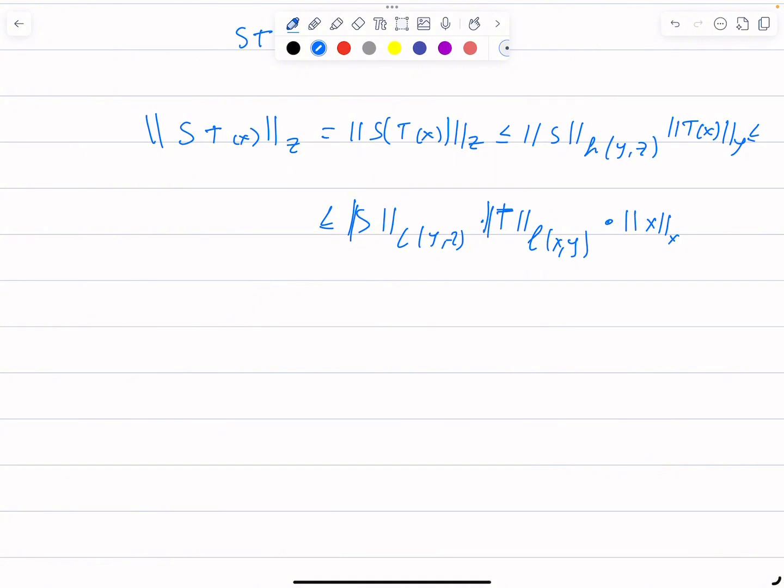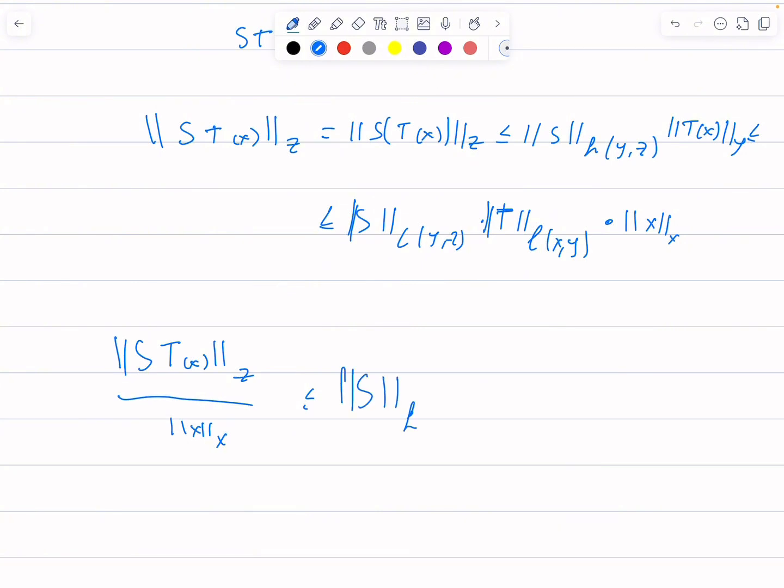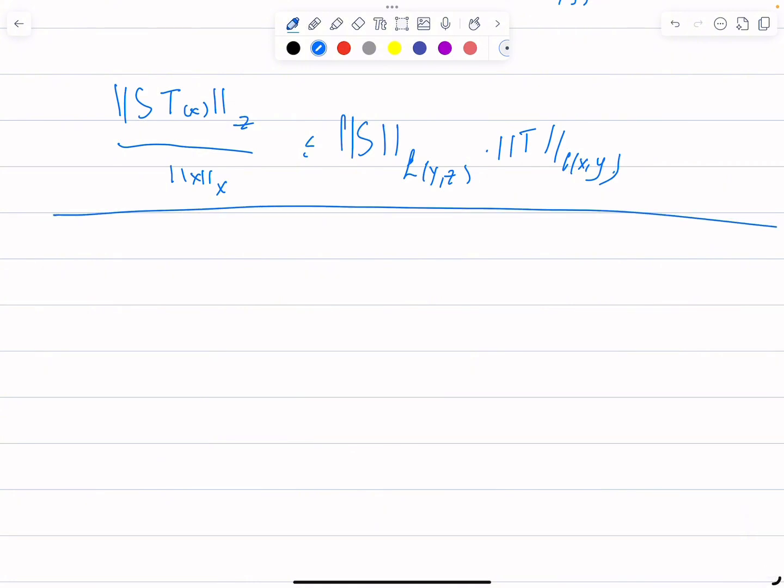So we divide by the norm of x, so we get the norm of STx in Z divided by the norm of x is less than or equal to the norm of S in L(Y,Z) times the norm of T. So we proved that the norm of ST in the linear space L(X,Z) is less than or equal to the norm of S in L(Y,Z) times the norm of T in L(X,Y).